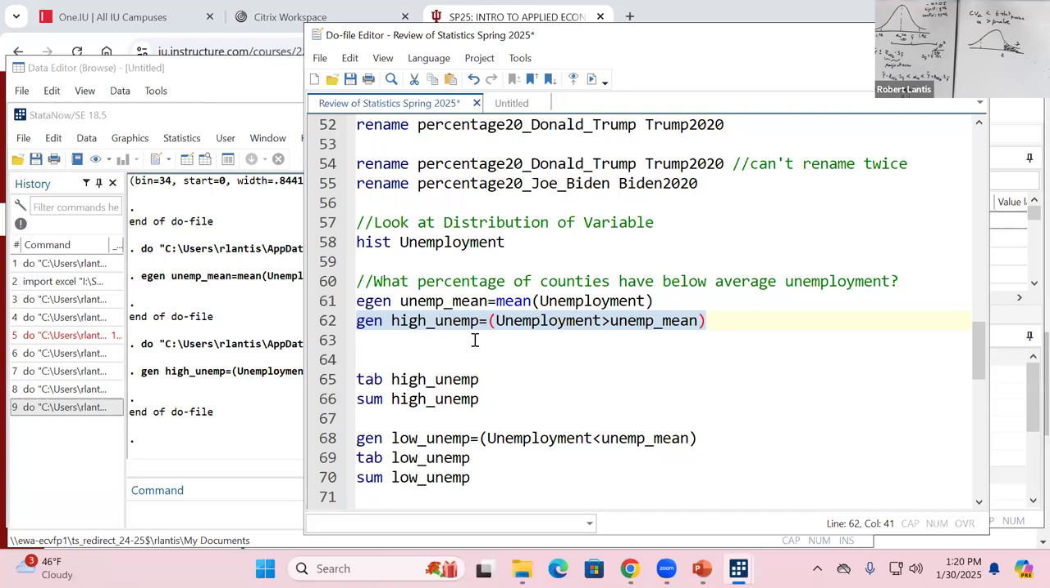Everybody with me up to this point? Is this making sense? Or are we on time?